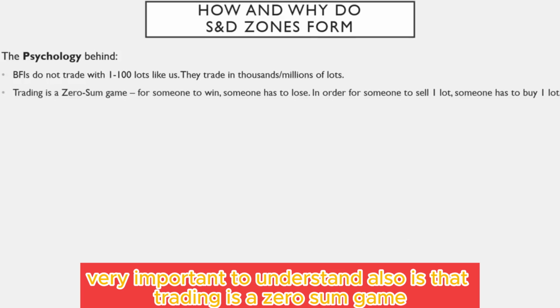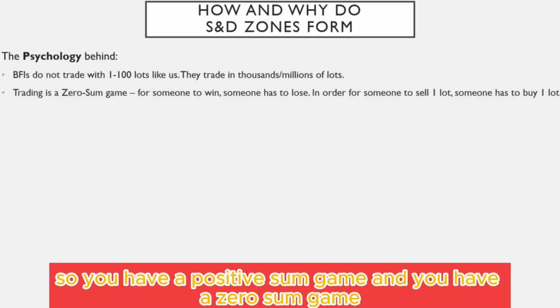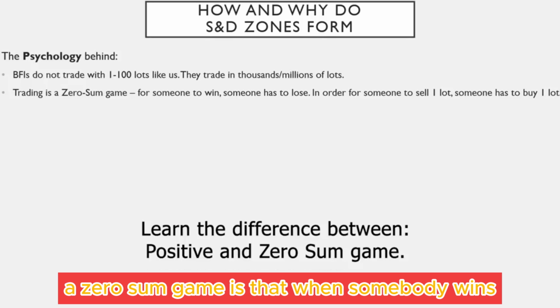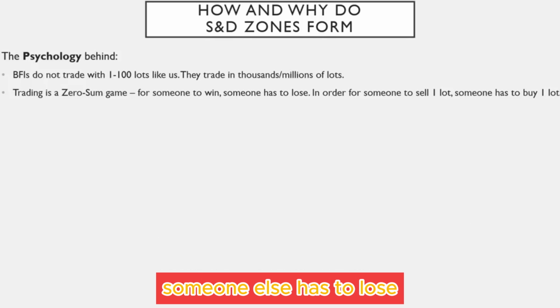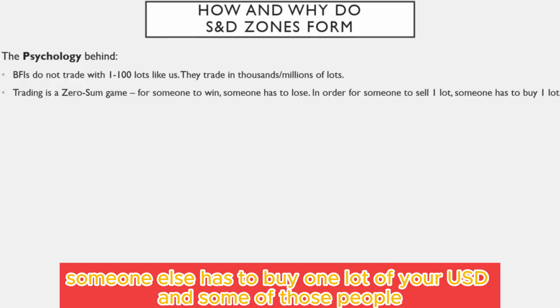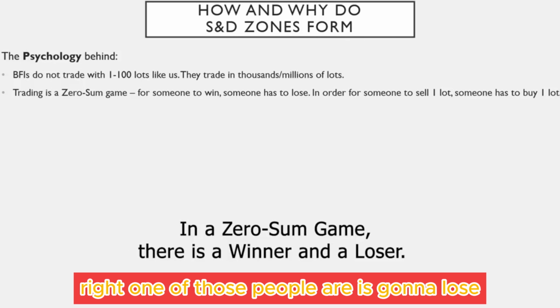Very important to understand also is that trading is a zero-sum game. So you have a positive-sum game and you have a zero-sum game. A zero-sum game is that when somebody wins, someone else has to lose. In order for someone then to sell one lot of your USD, someone else has to buy one lot of your USD. And one of those people is going to lose.